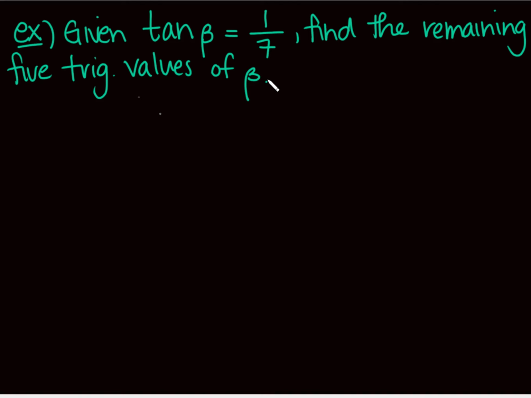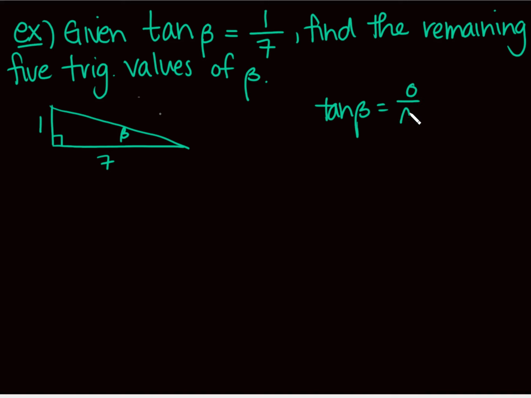Okay, so again, I'm going to draw a triangle. I know opposite is 1. I know adjacent is 7. So I'm actually going to try and draw this a bit to scale. You don't have to do that. We're not dealing with theta, but I'm trying to be good here. This is beta. That means this is 7, right? Because I know that tangent of beta is going to be opposite over adjacent, which is 1 over 7. Okay, so let's see what we're going to get.